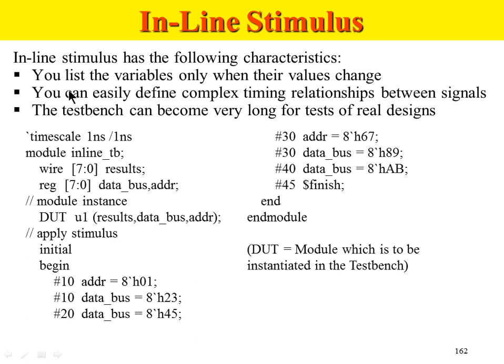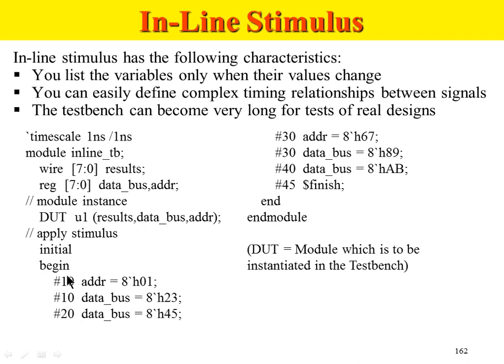Normally, you will see that the test bench will become very long because we are going to apply various inputs one after another in line. But it is easy to define complex timing relationships between signals. So if you have very specific timing requirements, like after so many nanoseconds one of the inputs needs to change, then after another few nanoseconds the other inputs have to change, this can be controlled rather easily by directly using the hash keys.